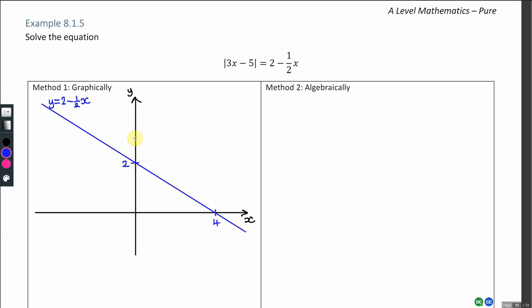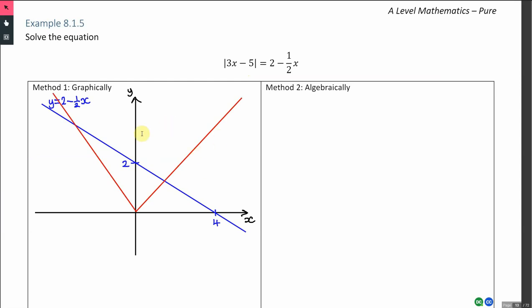Now for the left-hand side of the equation, the modulus of 3x take 5. I'm going to draw the modulus of x graph first and then think about how it transforms. So if you're doing this on paper, I would recommend imagining what the mod x graph looks like in your head and then imagine it transforming, and eventually you'll be able to draw the final graph.